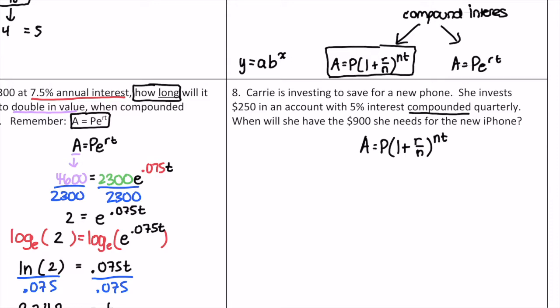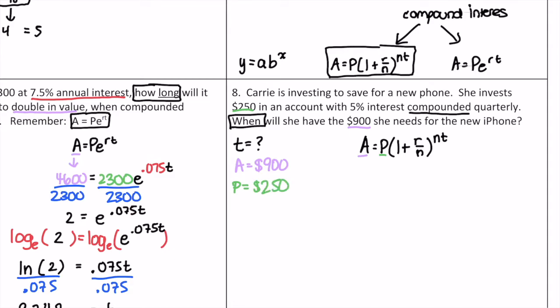This is asking me when, which means I'm missing time. Time is the thing that's missing, which makes sense because it's in the exponent, and I'm probably going to have to use the logarithm. If I need a logarithm, it's because I need to get the variable out of the exponent, and that's how I do it. I use logarithms. So I have t is equal to, question mark, I don't know. And I should know everything else. So A is what I want in the account at the end, so I want $900 final, so I could buy that phone. P is the principal, what I started with, that's $250.